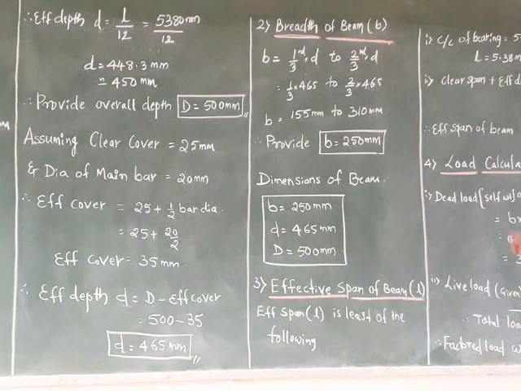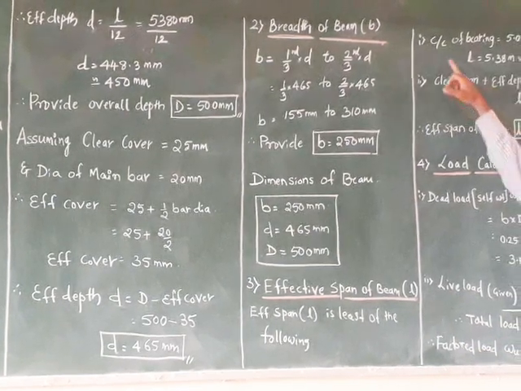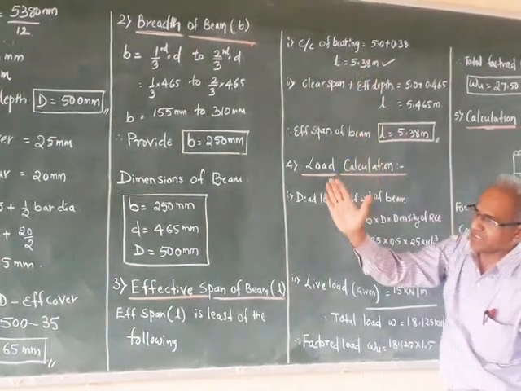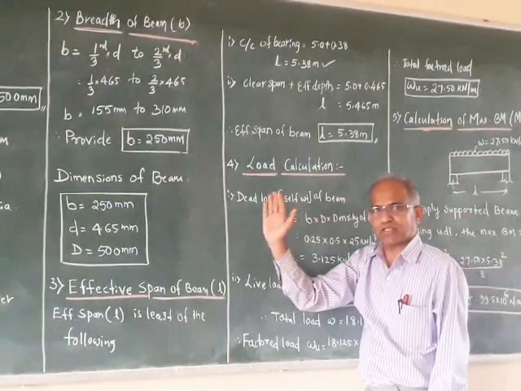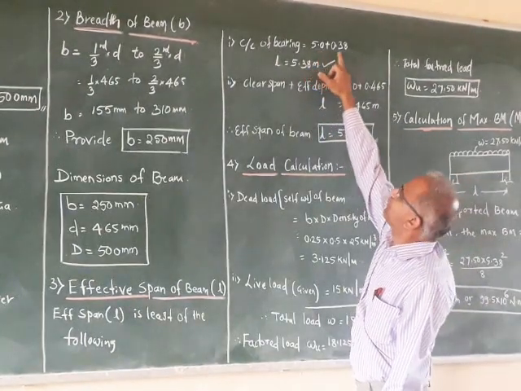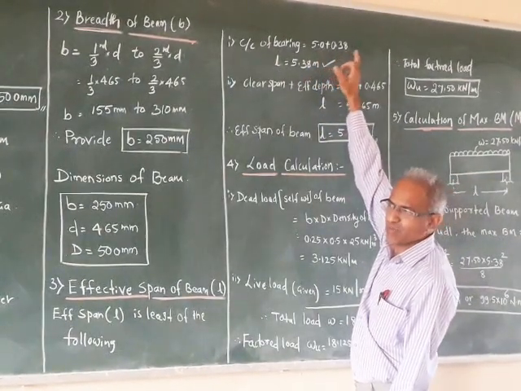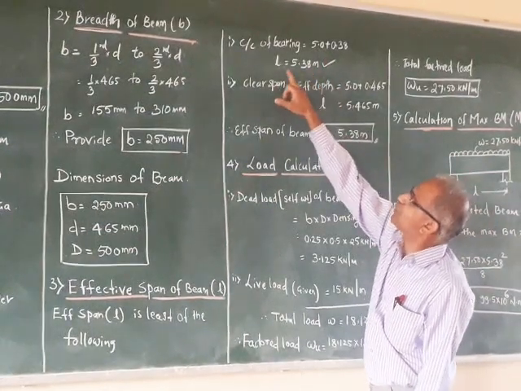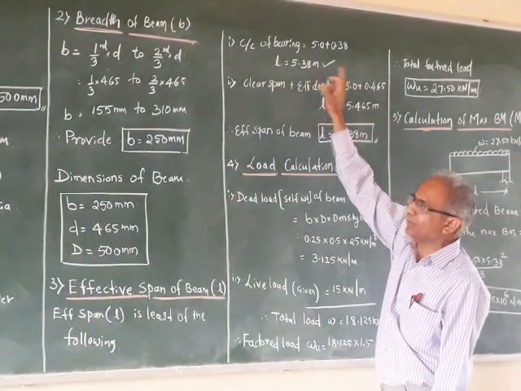Now see here, the first criteria is center to center of bearing. Okay, center of support to the center of support. One criteria, that is clear span 5 plus 0.38, half of bearing one side, half of bearing other side. So effective span is equal to 5.38 meter.